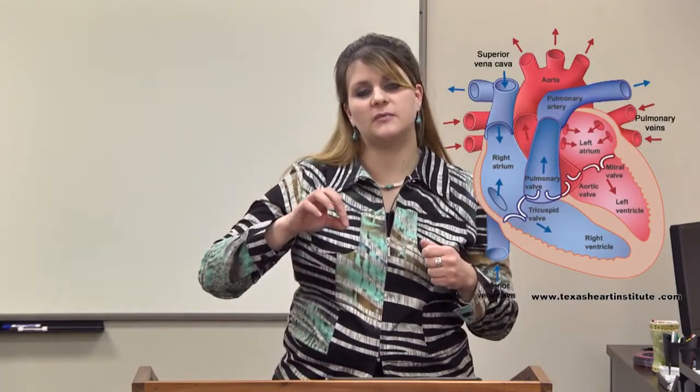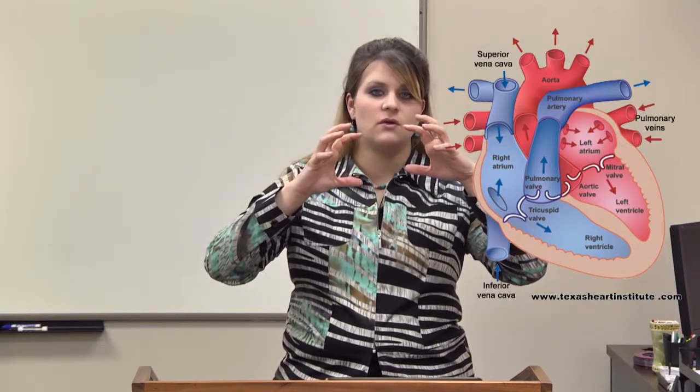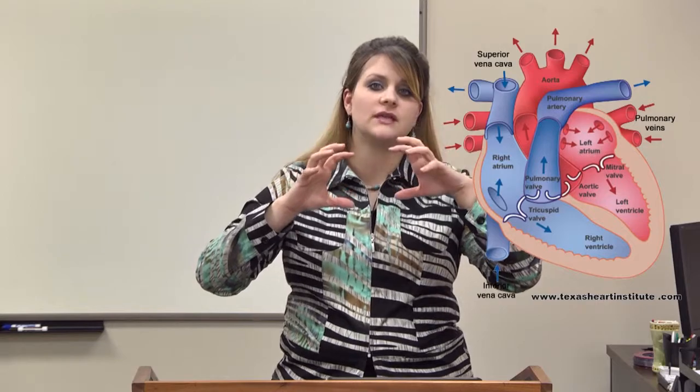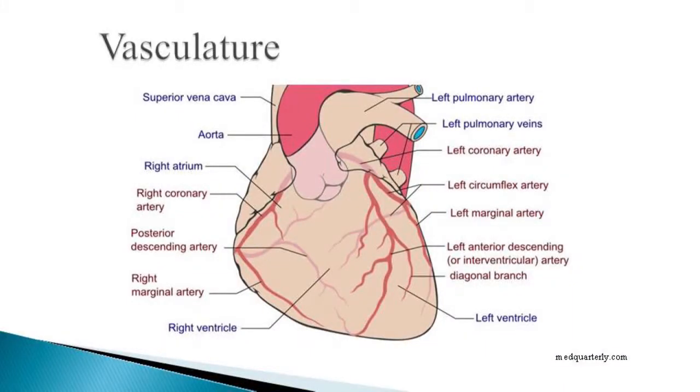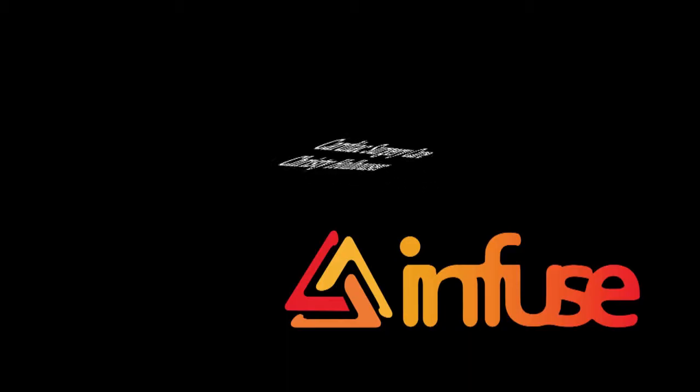So every time the left ventricle squeezes and pumps the oxygenated blood through the aorta, right connected at the arch of the aorta is the coronary circulation. That is the vessels that feed the heart directly.